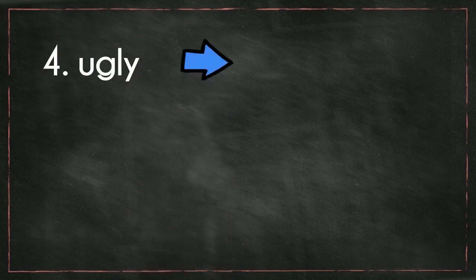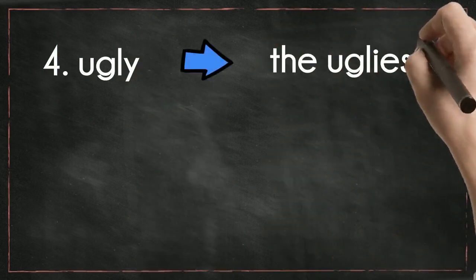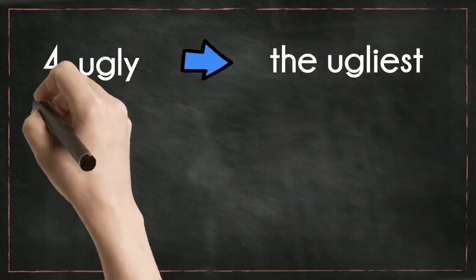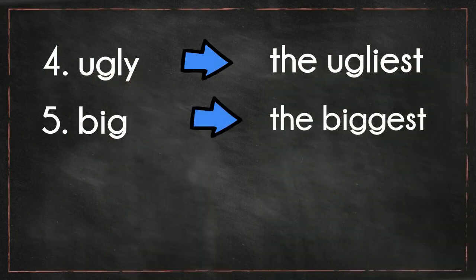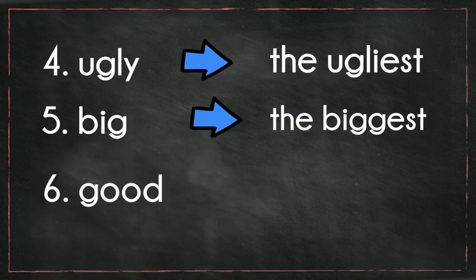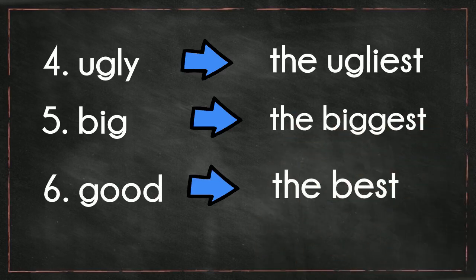Next one, number 4, ugly. The ugliest. Number 5, big. And its superlative form is the biggest. Number 6. Now, this is one of the irregular adjectives. So, good will become the best.